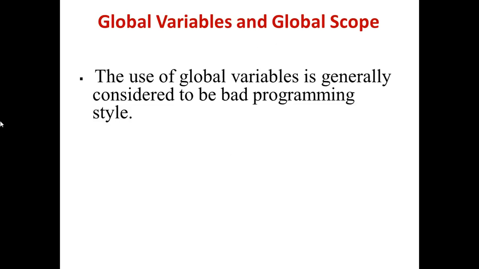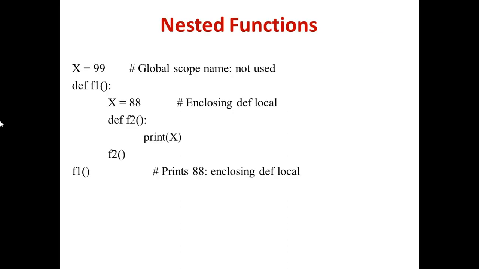Global variables and global scope are generally considered poor programming style. Avoid using global variables and global scope. If you are a formal, good programmer, always try to use only local variables in local scope. Why? Because there won't be any protection on the values the variable holds. So there is a problem.